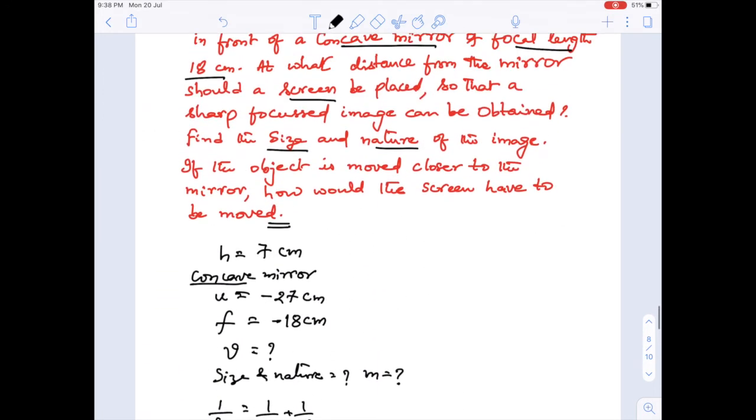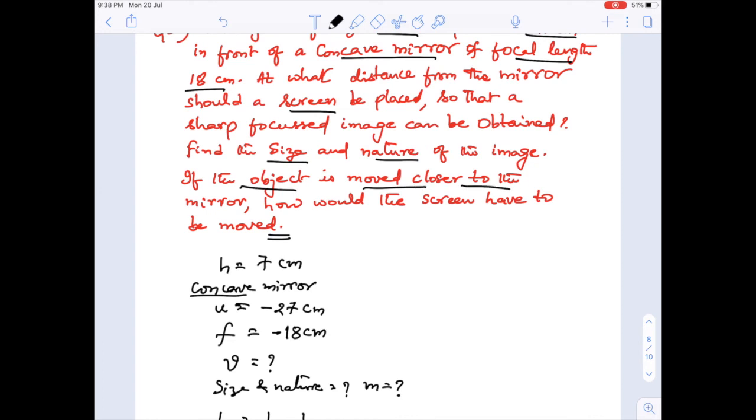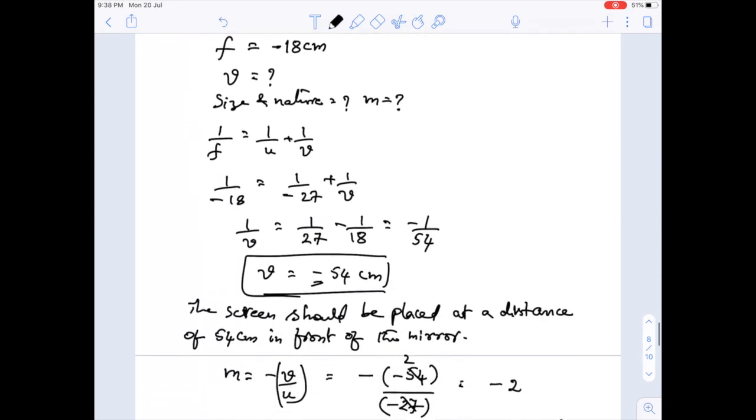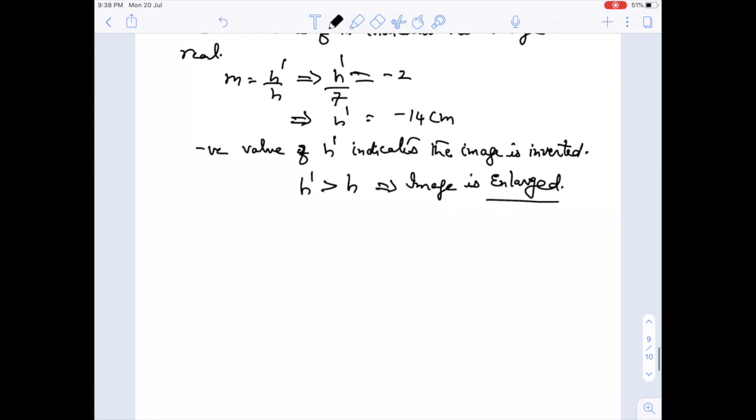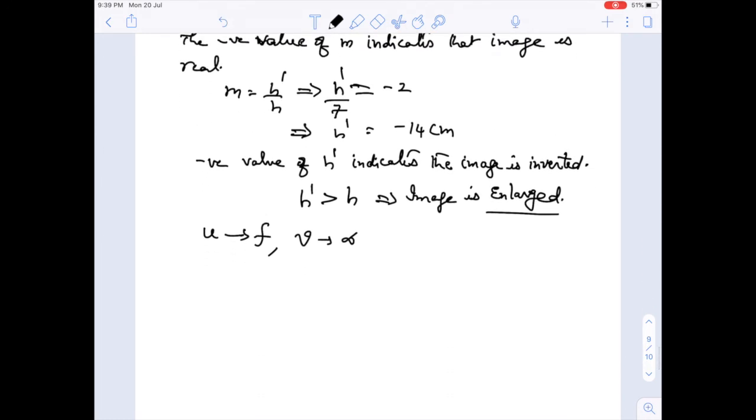Now, look at the last part of the problem. If the object is moved closer to the mirror, what does that mean? u is tending towards f. Object distance u is tending towards f, then the image position tends towards infinity. As you can see, image position tends towards infinity as u approaches f. Up to f, as the object is moving from infinity towards f, the image position will be moving towards infinity.